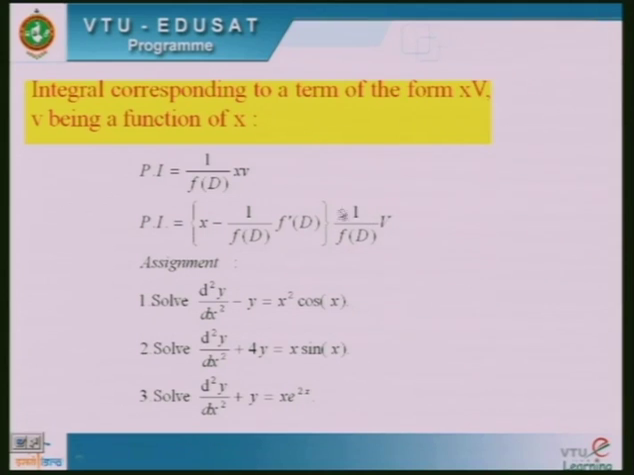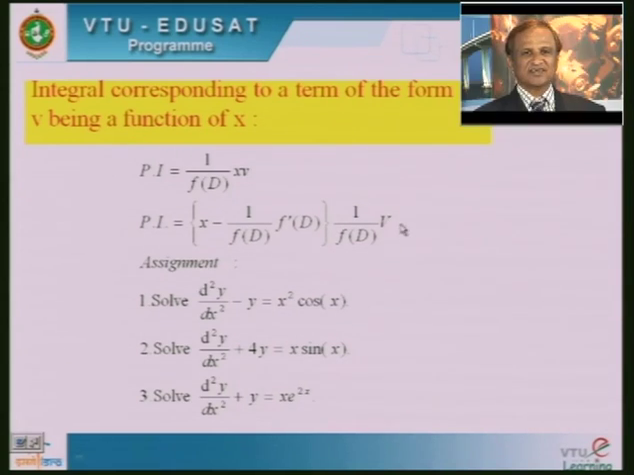First I want to evaluate 1 upon f of D on v. Again, v may be any one of the previous types. For example, it may be of the type e raised to x, sin x, or cos x. Suppose it is cos ax, then I want to use that formula: I identify D square and replace it by minus a square. If it is of the type x raised to m, then I use that formula. Depending upon v, I evaluate, then I multiply from this side. Like that I can evaluate, is it clear?